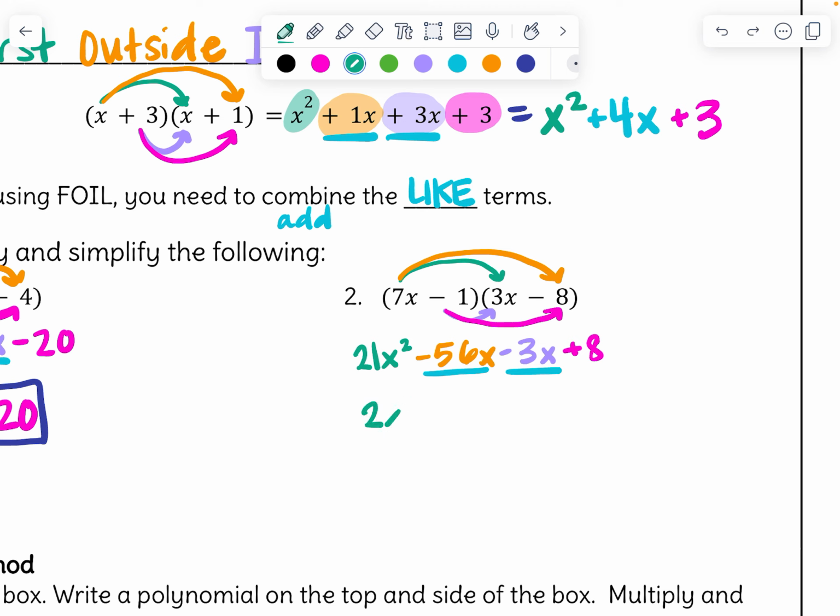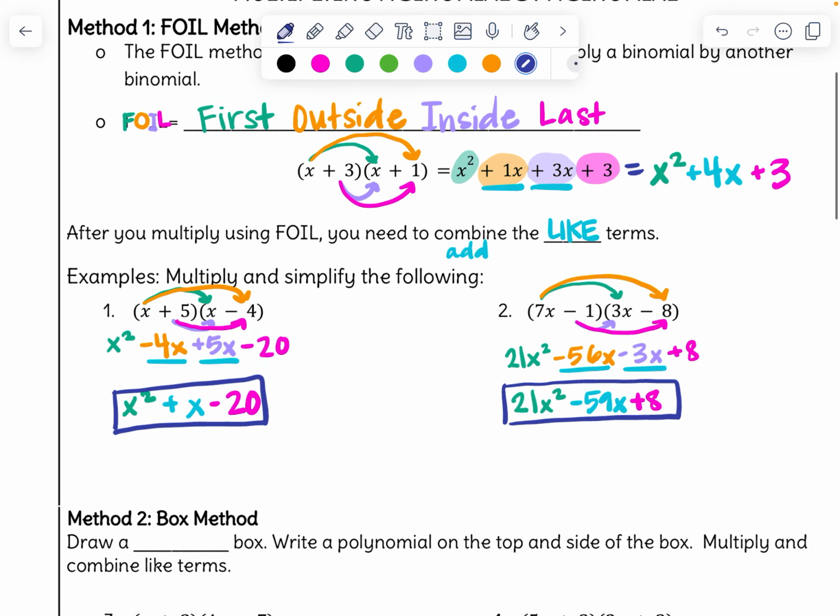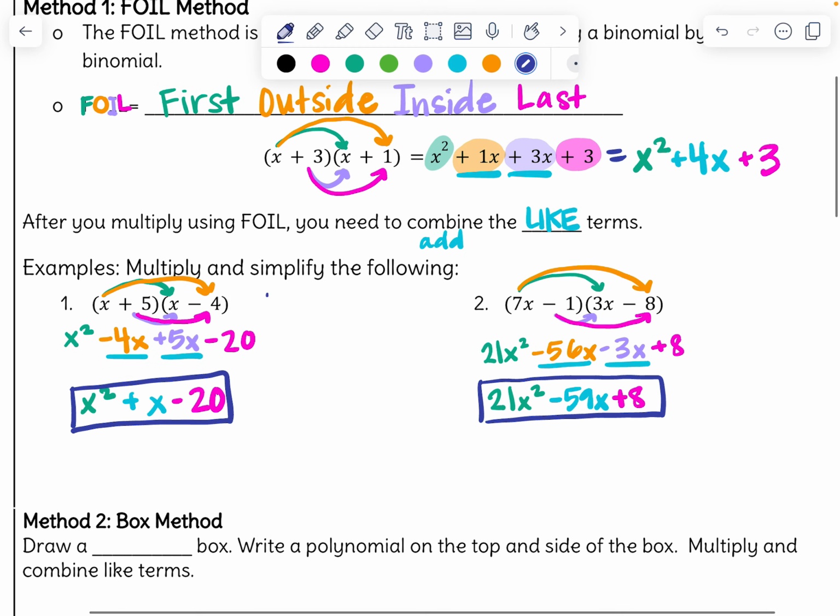So we have 21x squared minus 59x, because we're adding, plus 8. So you'll notice the pattern here when we do these steps. Step 1, we multiply. Step 2, we're adding the like terms.